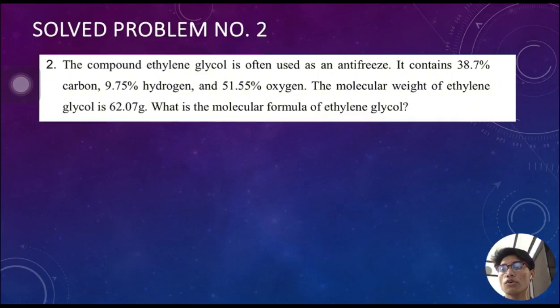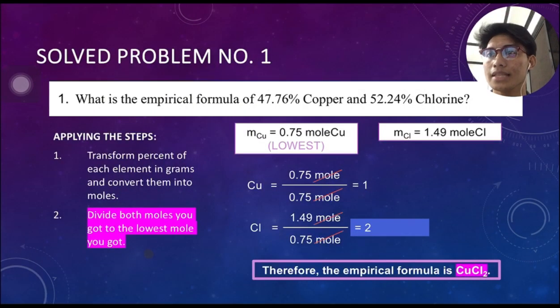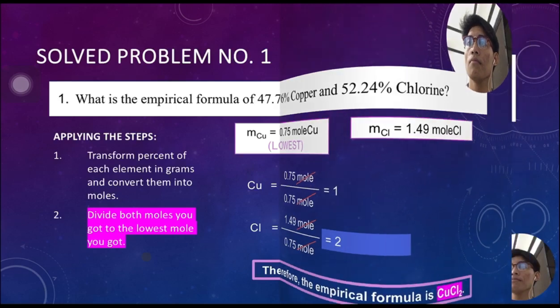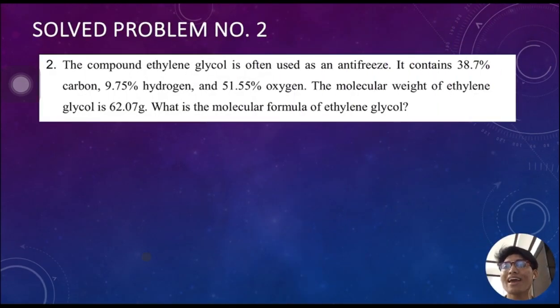Okay, let's hope everyone gets what we did in empirical formula. Next problem. The compound ethylene glycol is often used as an antifreeze. It contains 38.7% of carbon, 9.75% of hydrogen, and 51.55% of oxygen. The molecular weight of ethylene glycol is 62.07 grams. What will be the molecular formula of ethylene glycol?